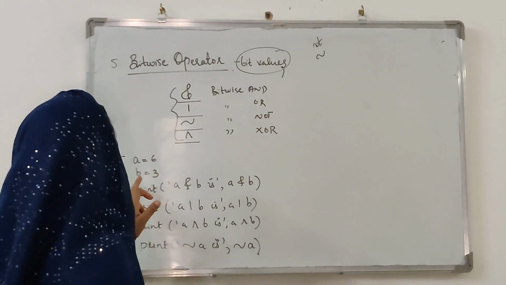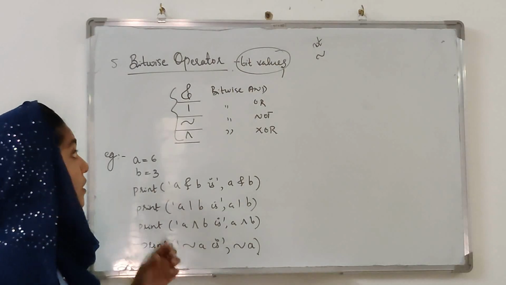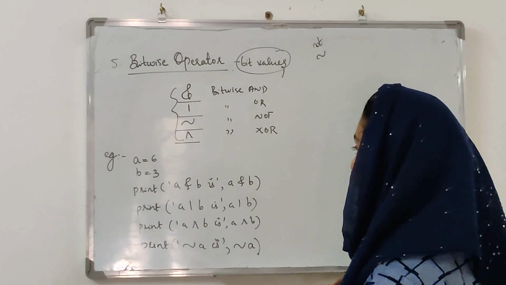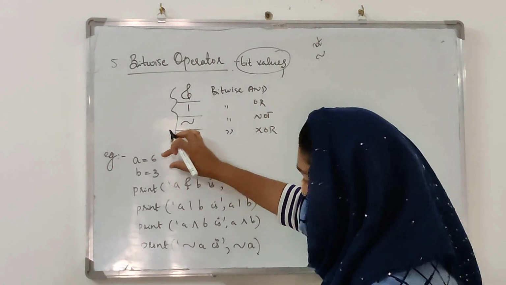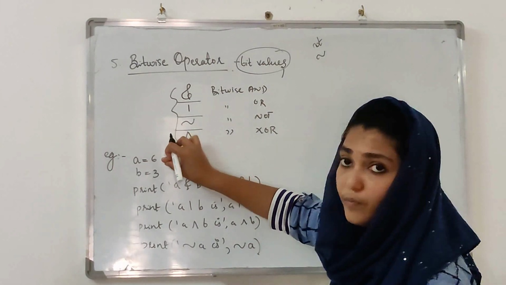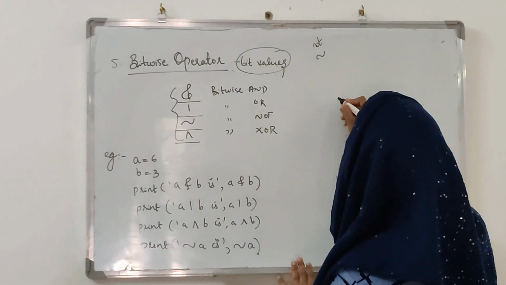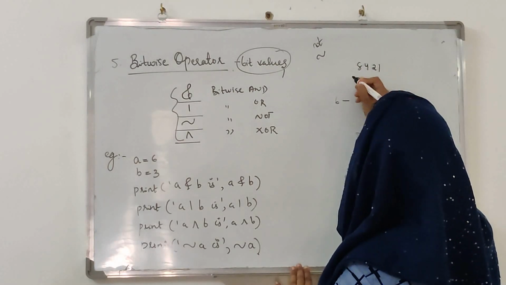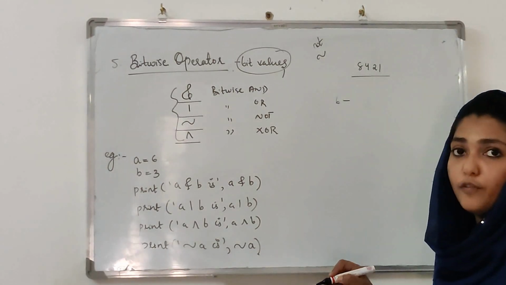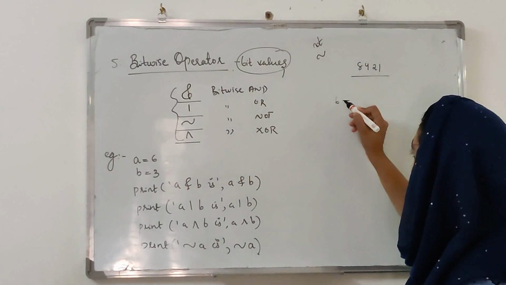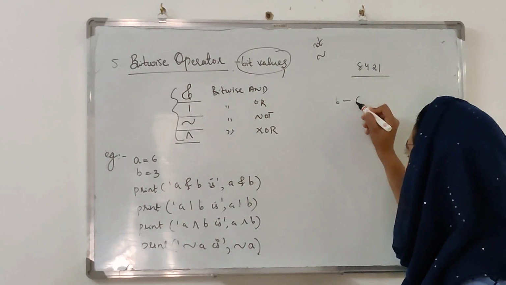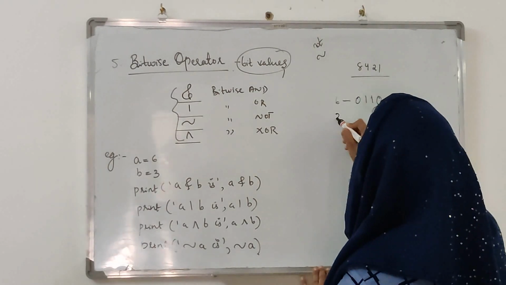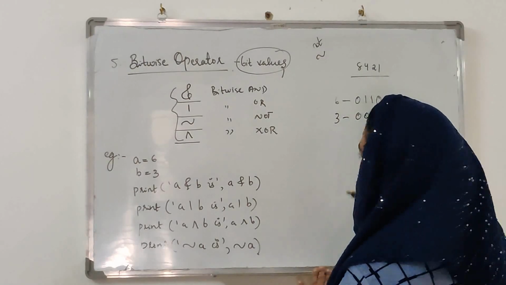A is equal to 6, B is equal to 3. Then what is the peculiarity of the bitwise operator? It performs the operations bitwise, which means first of all, this input will be converted into binary value. So what is the binary equivalent of 6? We have a code known as 8421 to find out the binary value of any particular number. Then according to this code, 6 is equal to 0, 1, 1, 0. Then 3 is equal to 0, 0, 1, 1.